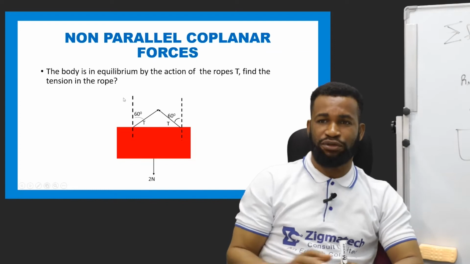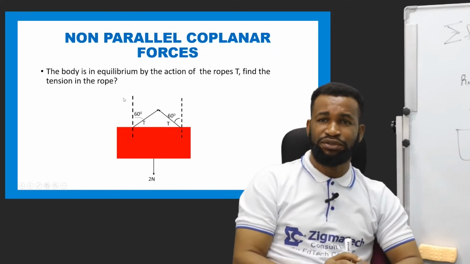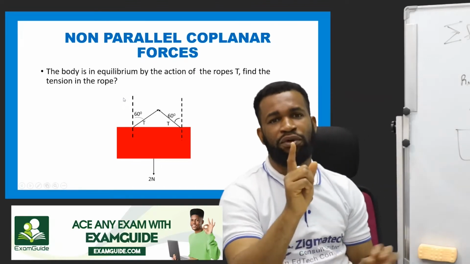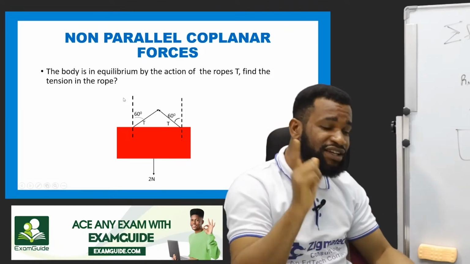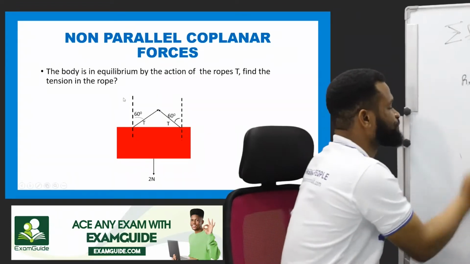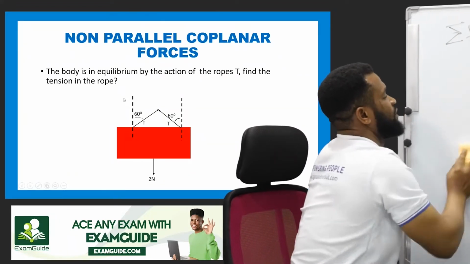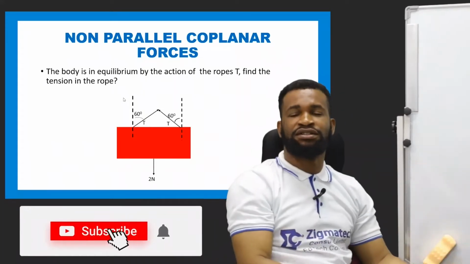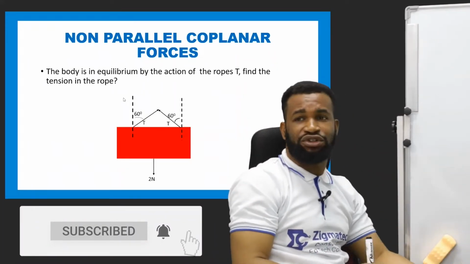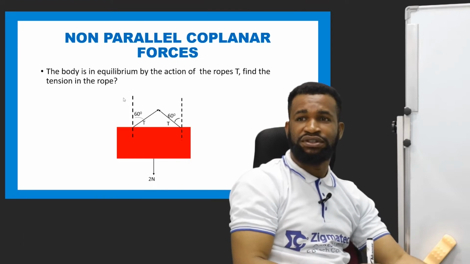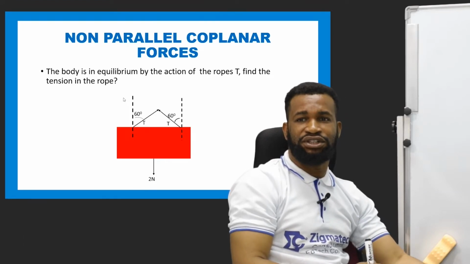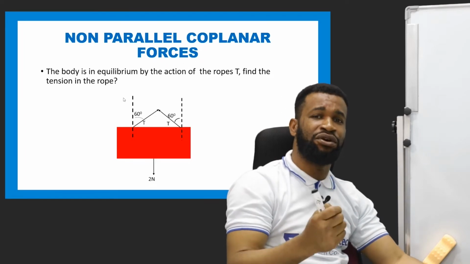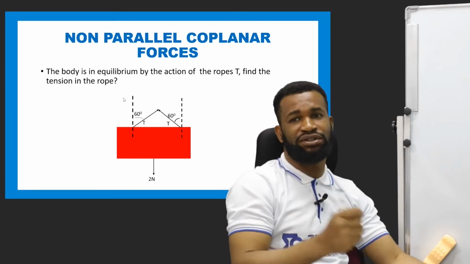Now, we have a problem at hand. The body is in equilibrium. That is the number 1 point. The body is in equilibrium. All right. Now, look at that example, number 1. If the body is in equilibrium by the action of the rope T, find the tension in the rope. Like I told you, a tension is a force which is acting on a rope applied to a body.